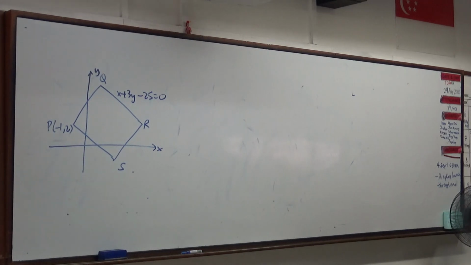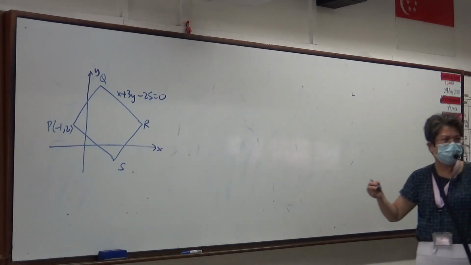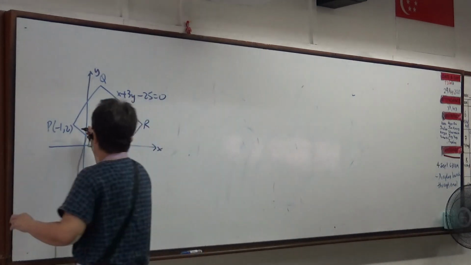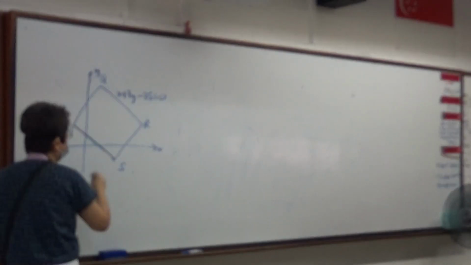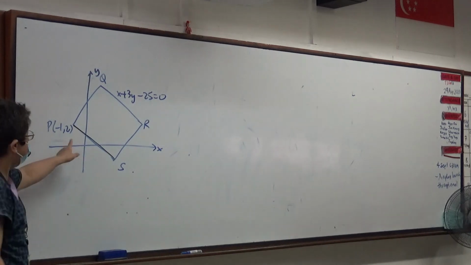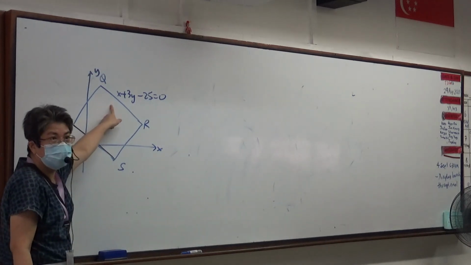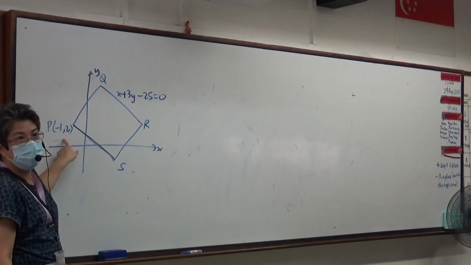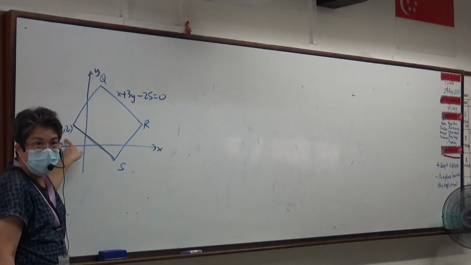Okay, let's take a look at the question. The diagram shows a rectangle PQRS in which P is (-1, 2), and the equation of QR is x plus py plus 25 equals 0. Find the equation of PS. Don't look at the textbook. Find the equation of PS. You must know PS is parallel to what? QR, and it passes through what? P.